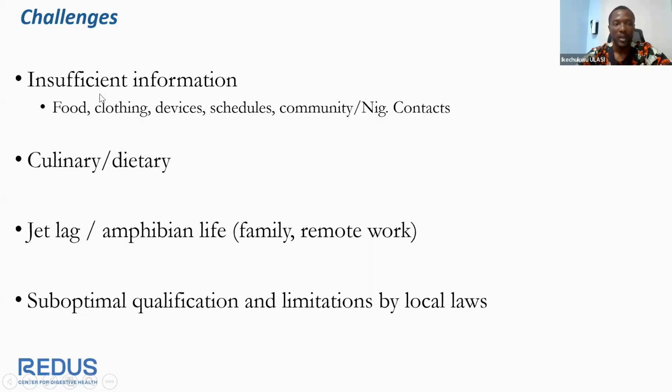Because while I was preparing, there were a lot of things that were not very clear in terms of how much food I needed to go with, clothing, devices, what the schedule was like. I only had the whole information once I got there. Maybe I should have asked, but I was too concerned with getting the visa and sorting out the accommodation issues.